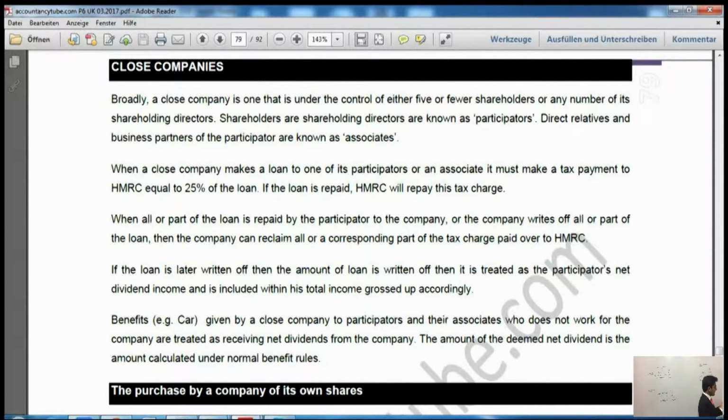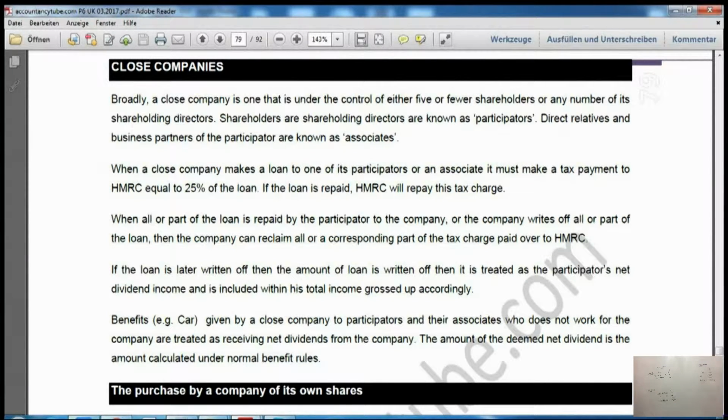Now, if the loan is later written off, then the amount written off is treated as the participator's net dividend income. As I said, how will it be treated for shareholders? It will be treated as net dividend. It is not gross dividend, so it is a net dividend. Whatever the amount is, we'll have to gross it up and put it into the income tax pro forma under dividends, and it will be taxed accordingly.